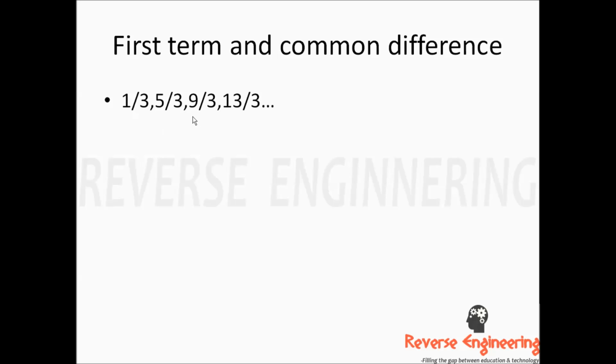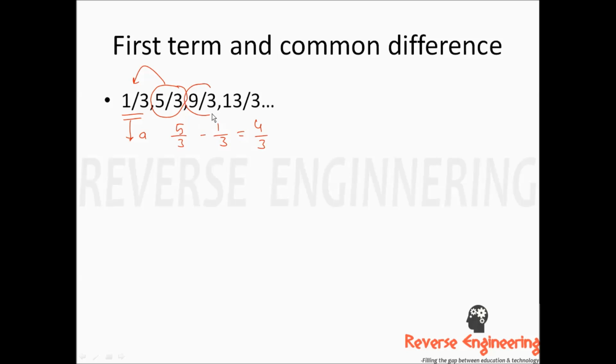In this given AP, they are asking us what the first term is and what the common difference is. Obviously, this is the first term. This is also represented as A. And now we'll find out the common difference. How do we find out the common difference? We'll take the current term, which is any term except the first term, minus the previous term. So the current term is 5/3, the previous term is 1/3, the difference is 4/3.